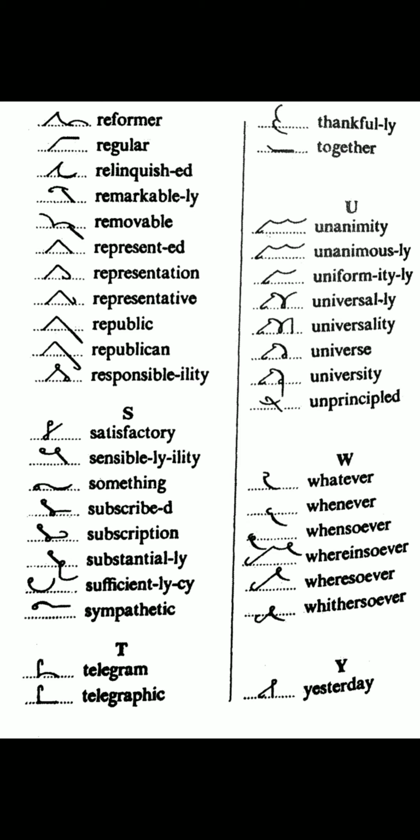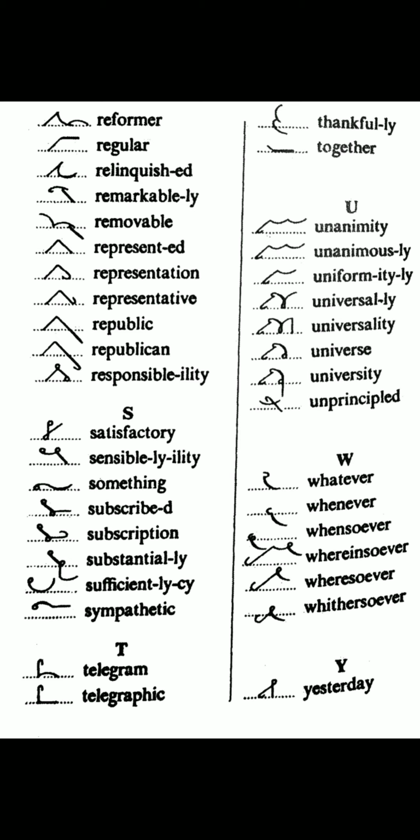S circle with MP stroke with K above the line is used here for sympathetic. T with L hook, M stroke on the line for telegram. T with L hook with K on the line for telegraphic. Ith above the line, with F with L hook above the line for thankful or thankfully. Together, T took a tick and gay stroke on the line for together.